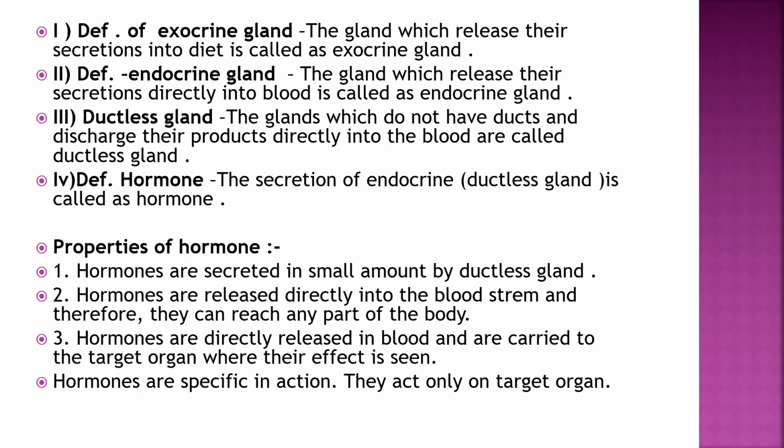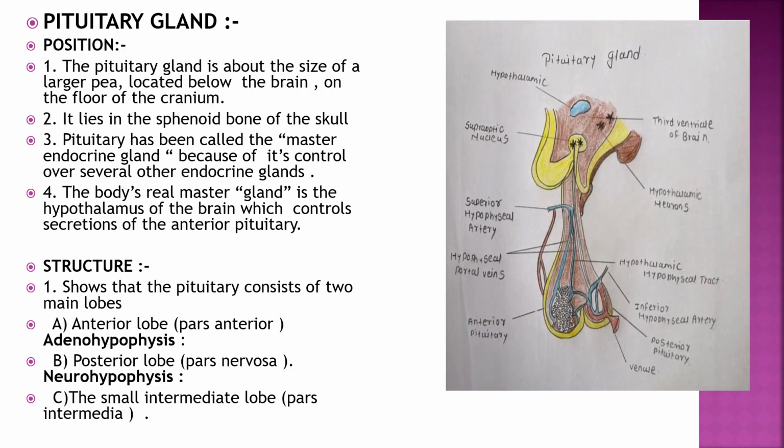The hormones, they are secreted in small amount, released directly into the blood, and then carried to the target organ through the blood, and they are specific in action. So first is the pituitary gland. So pituitary gland is located in the brain on the floor of the cranium. It lies in the sphenoid bone of the skull, and it is called as master endocrine gland because it controls all other glands by its secretions.